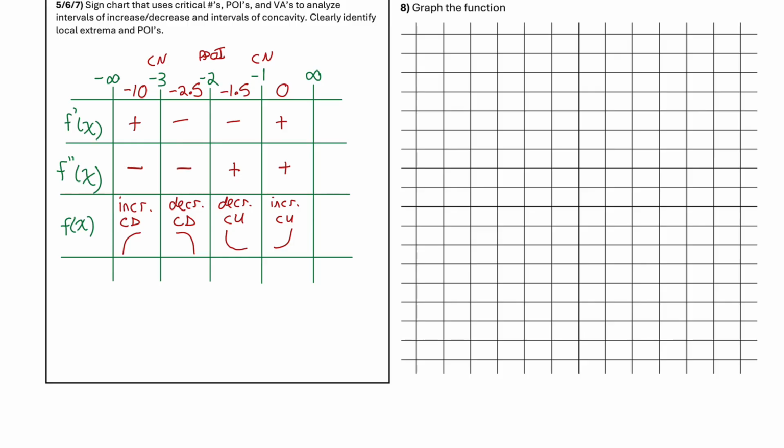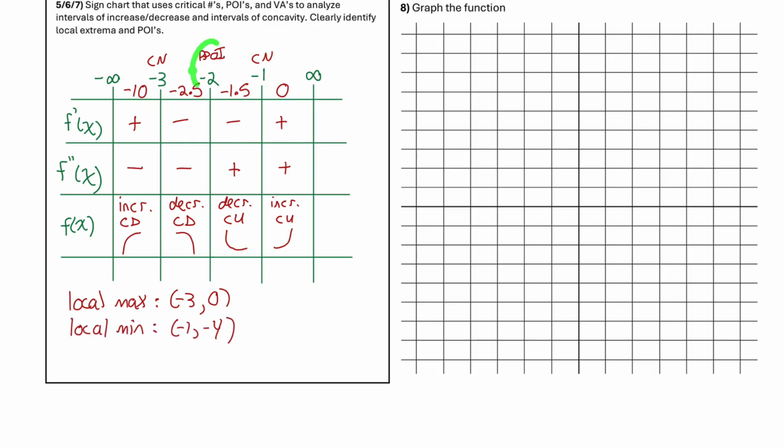Let's also record if we had any local maxes or mins or any points of inflection. At the critical numbers, there might be a max or min if there's a change in the sign of the first derivative. At negative 3, the first derivative changed from positive to negative, so it went from increasing to decreasing, meaning it was a local max. And at negative 1, the first derivative went from negative to positive, meaning the function went from decreasing to increasing, so there was a local min at the point negative 1, negative 4.